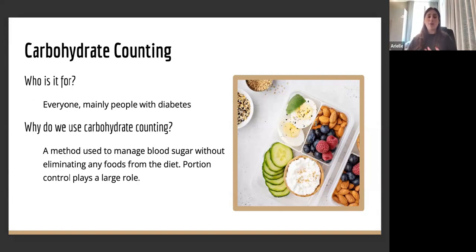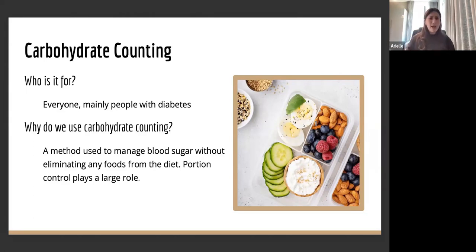So why do we use carbohydrate counting? It's a method used to manage blood sugar without eliminating any foods from the diet. And it really focuses on portion control, and that plays probably the biggest role in carbohydrate counting. I speak to a lot of people, and they're always telling me, I can't lose weight, I'm eating really well. And I'm going to talk about it now in terms of the weight loss side of it, and not the diabetes side of it.